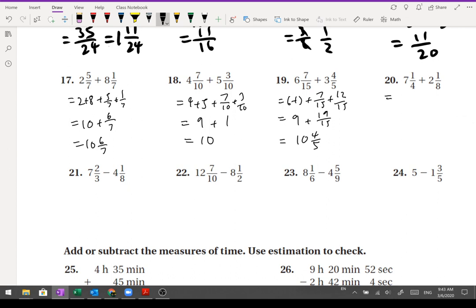Then for question 20, we have 7 plus 2, and then we have 1/4. I'm going to multiply by 2 over 2. That's 2 over 8 plus 1 over 8. So that's going to be 9 and 3 over 8.